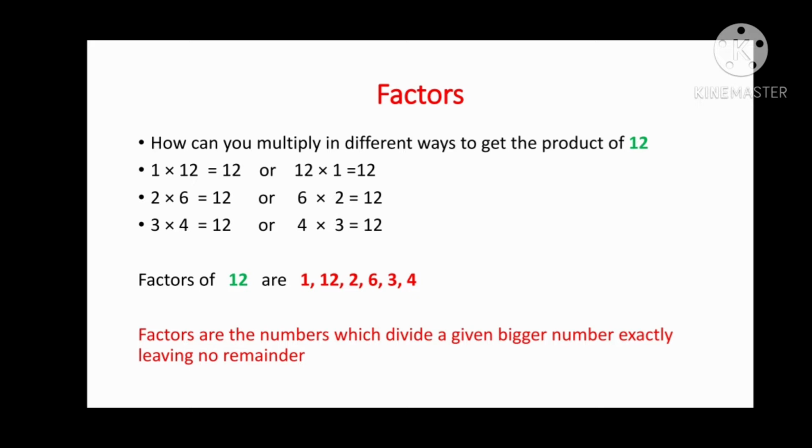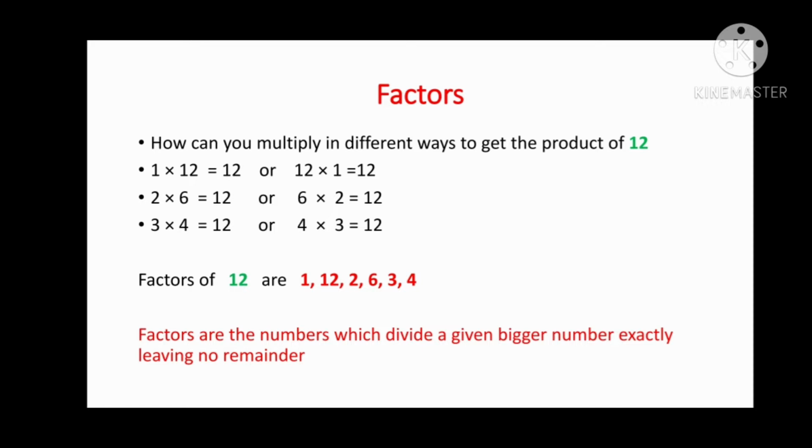5 and 5 means 5 multiplied by 2, right? And you can arrange 1 ball in 10 rows, 1 multiplied by 10. These are the 4 ways you can arrange these 10 balls, right? So these are all the factors of 10. 10 you can arrange in different ways. These are all the factors.